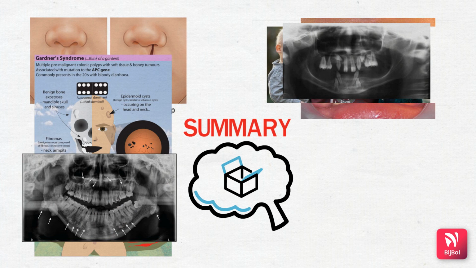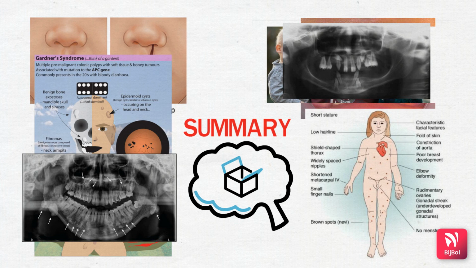The last we learned is Turner's syndrome, called XO syndrome. Short stature, webbed neck, lymphedema, middle ear infections, widely spaced nipples, brown spots, high arched palate, premature eruption of the teeth, drooping or pulled down corners of the mouth will give us the diagnosis of Turner's syndrome.